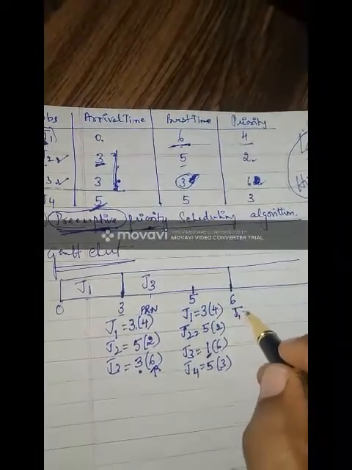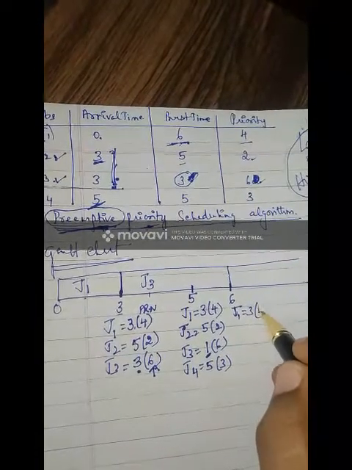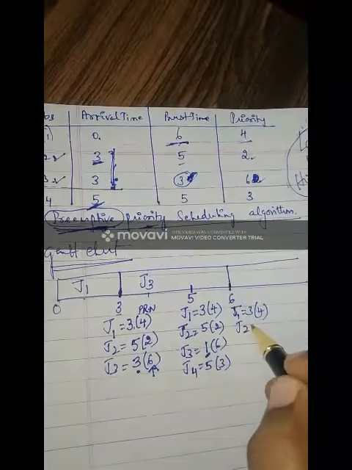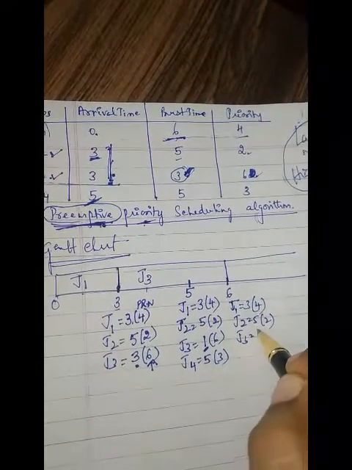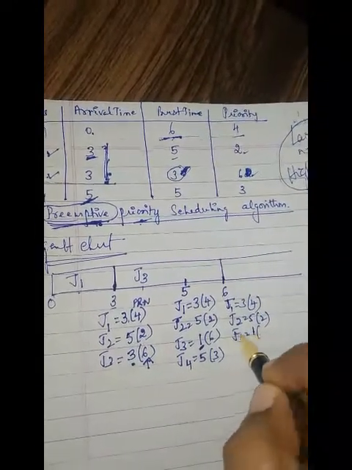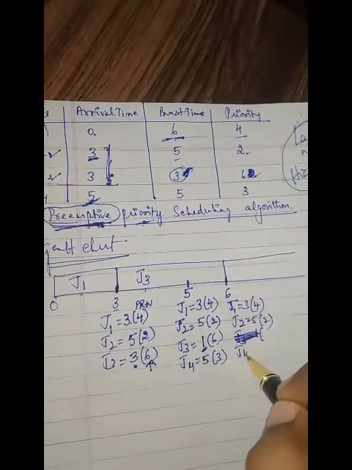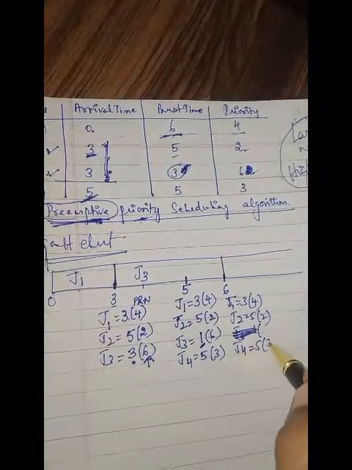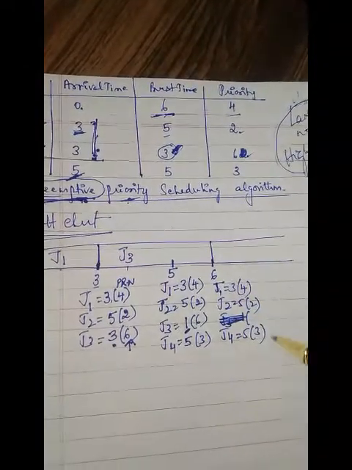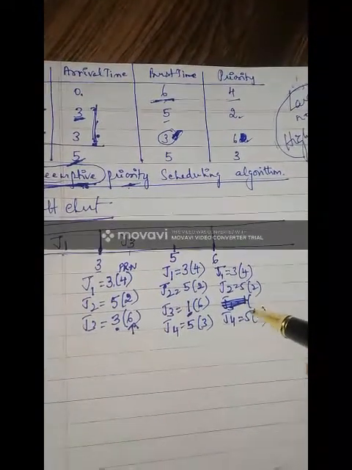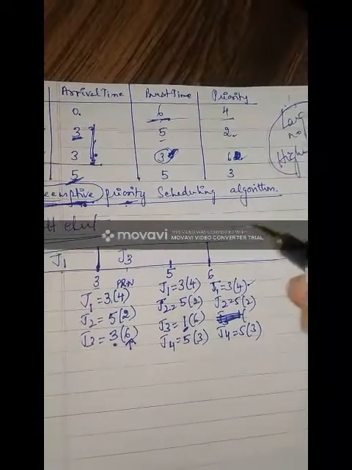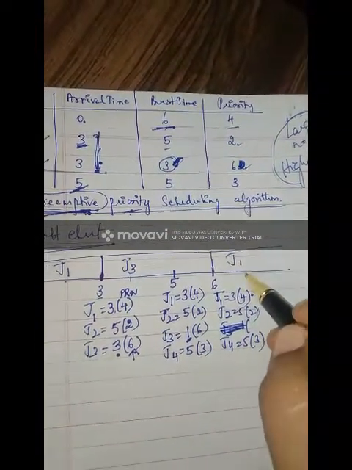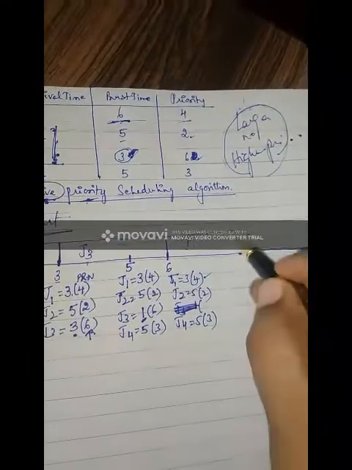Now what is the status at 6? We have J1 with burst time 3 and priority 4. J2 with burst time 5 and priority 2. J3 is completed, right? We have J4 with priority 3 and burst time 5. Out of these, which has the highest priority? J1 has the highest priority. So you are allowing J1.